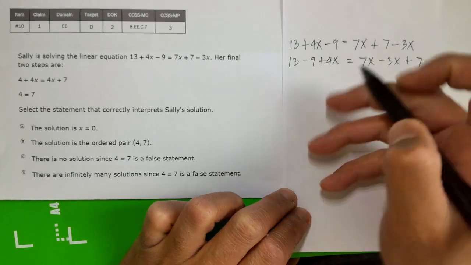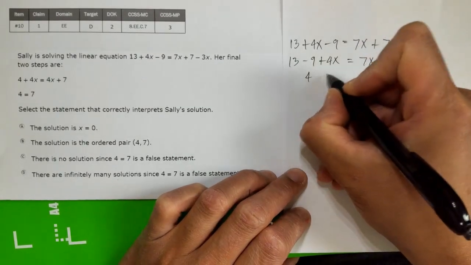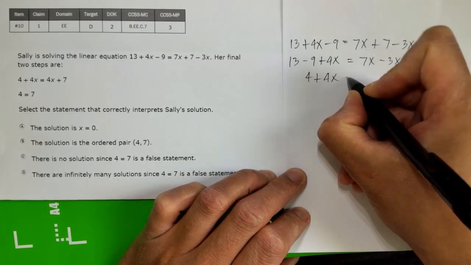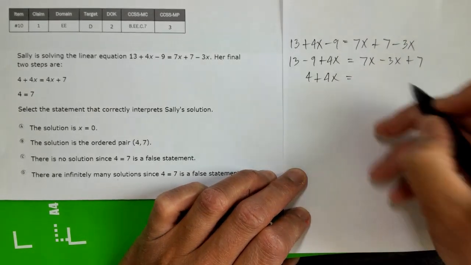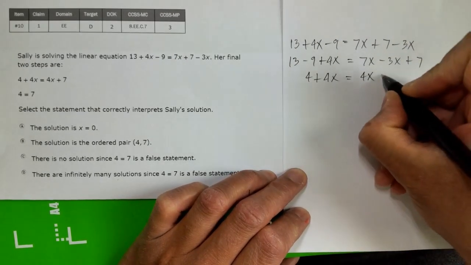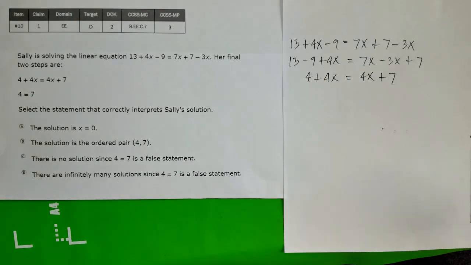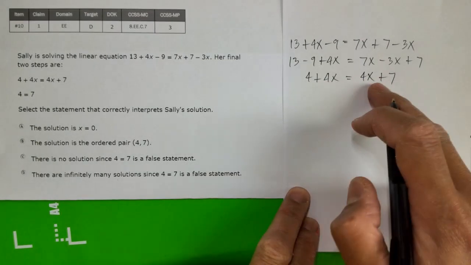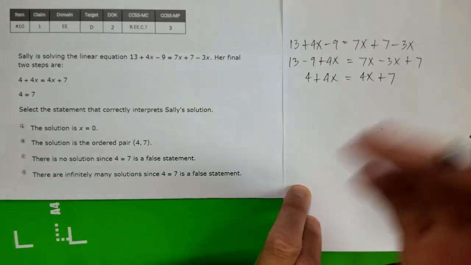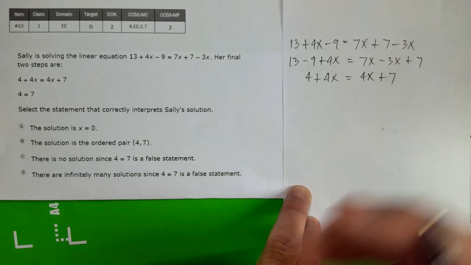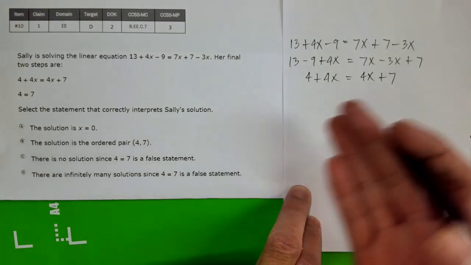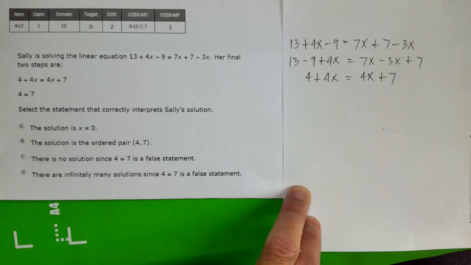So 13 minus 9 is equal to 4, then bring down the 4x, and 7x minus 3x is equal to 4x plus 7. Now the next step is to apply the inverse operations. As you can see, we have the same coefficient 4. So from here we already know what the answer is, but we can still continue solving this equation.